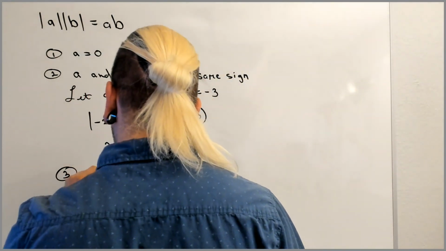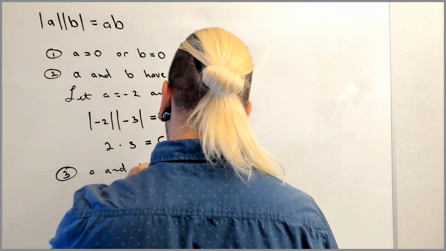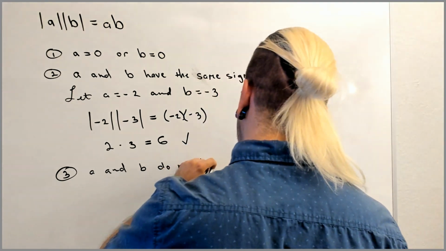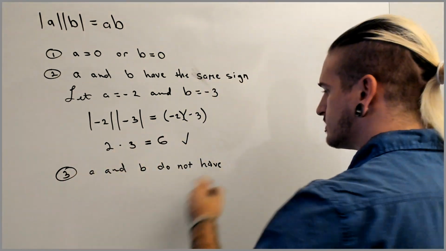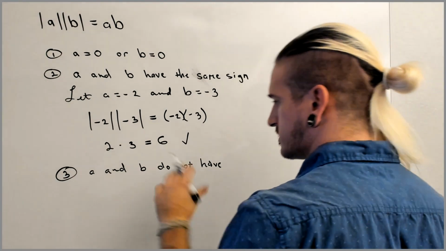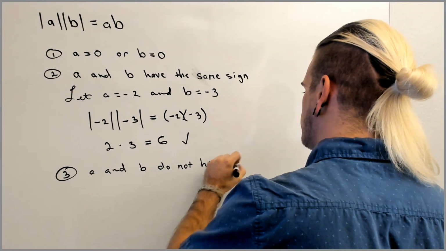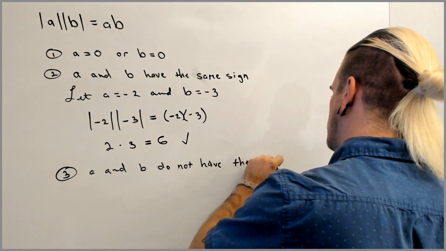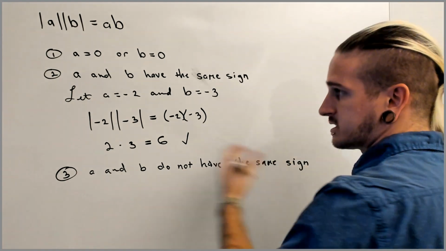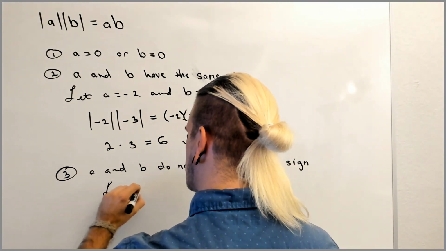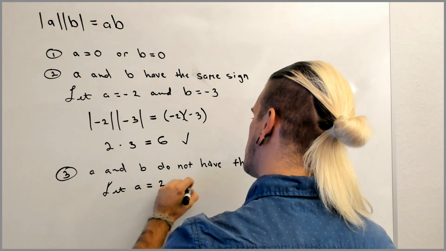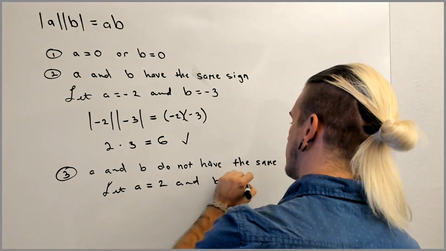Now, of course, the flip side to that would be, okay, A and B do not have the same sign, or I should have said they have different signs. So one of them is negative, one of them is positive, or vice versa. Do not have the same sign. So we can test this out, right? Let A equal, let's go +2 this time, and B equal -3.